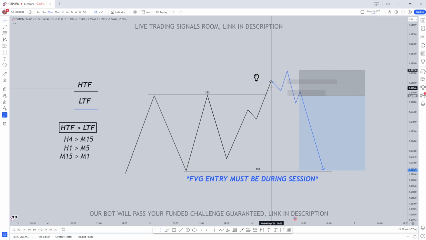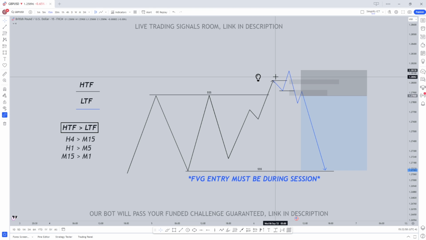So what do we do after the 15-minute sweeps liquidity? Simply, we go down to the 1 minute time frame, we wait for either a second liquidity sweep and then a market structure shift in the opposite direction, or if that liquidity sweep doesn't happen, we just wait for that market structure shift with displacement.